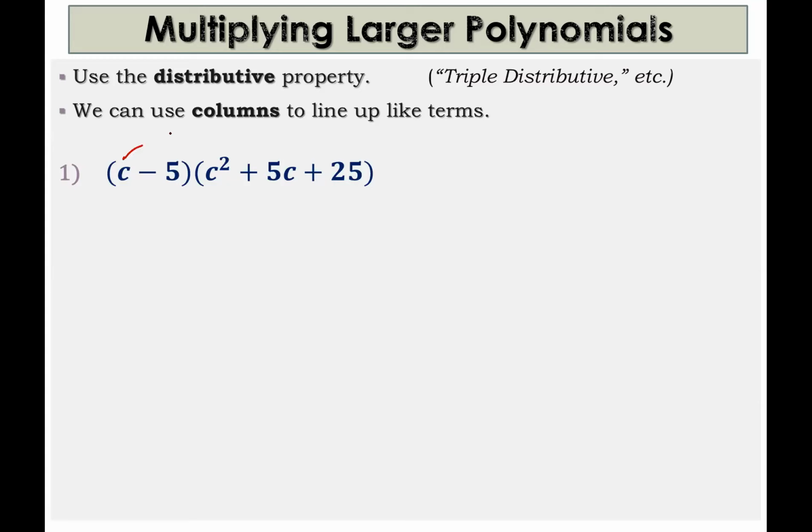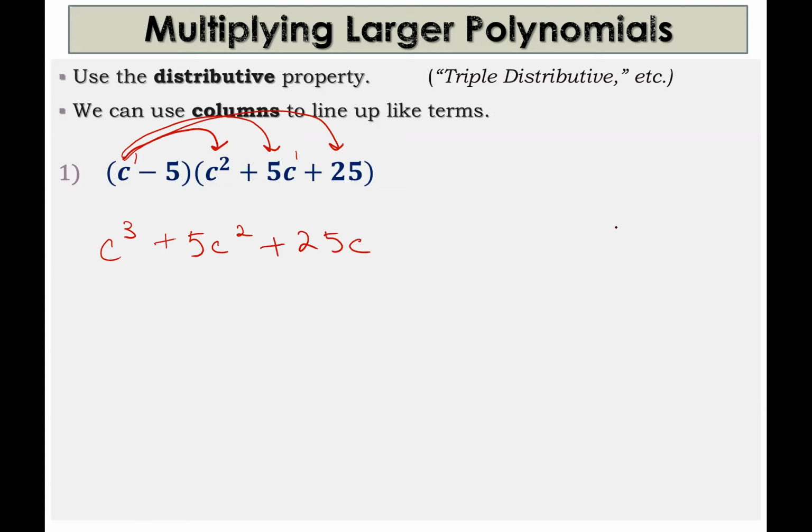So let's distribute. So we're using the distributive property. First, I will distribute C. And you can see I'm going to use columns to line up like terms. This is a way that you can stay organized. You don't have to do this, but it's just a way to organize all your stuff happening here. All right, C times C squared, add the exponents, that's C to the 3rd. Then C times 5C, add the exponents, that's 5C squared. Again, C times 25, that's 25C.